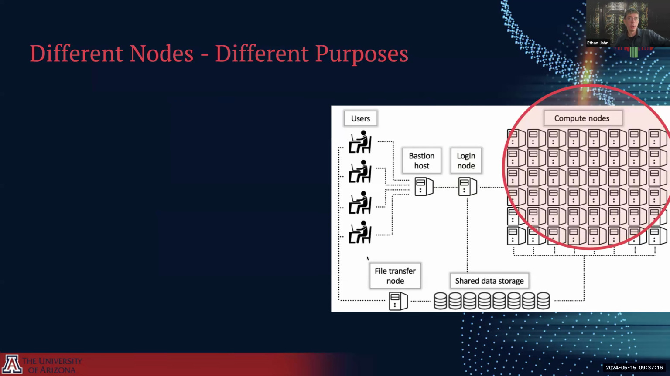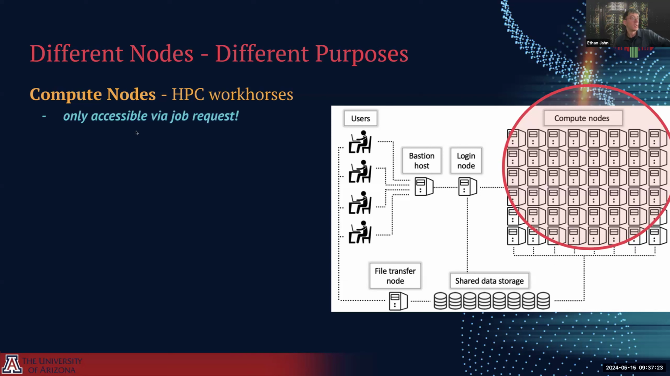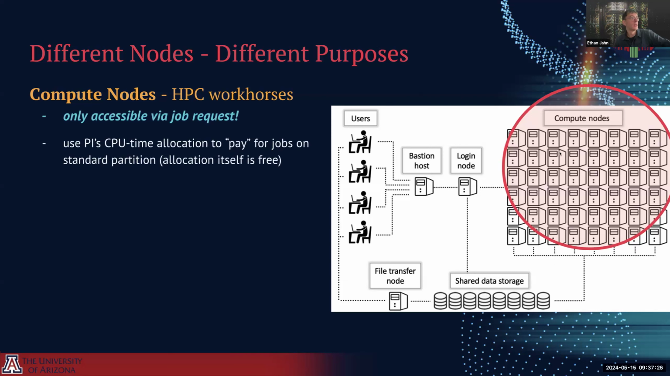Okay, so the compute nodes, these are the workhorses of the HPC. This is where you'll get all of your research computing done. And it's only accessible via job request. So the PI's CPU time allocation to pay, I'm using pay in quotation marks because the allocation itself is free. And again, we'll talk about that detail later. On the standard partition, the allocation itself is free. So once you have submitted a job request, you can pay out from the CPU time allocation.